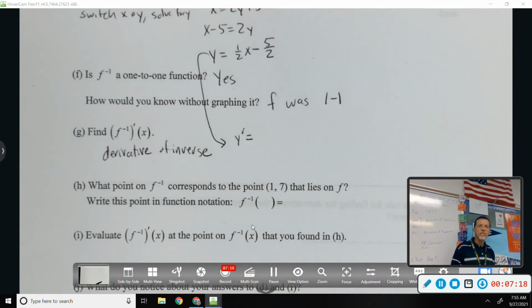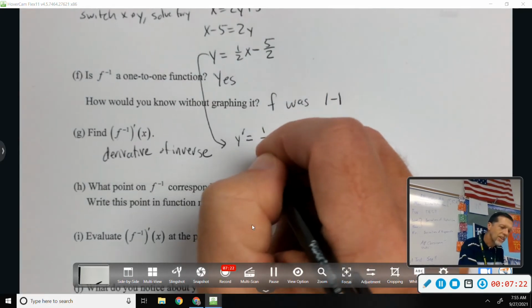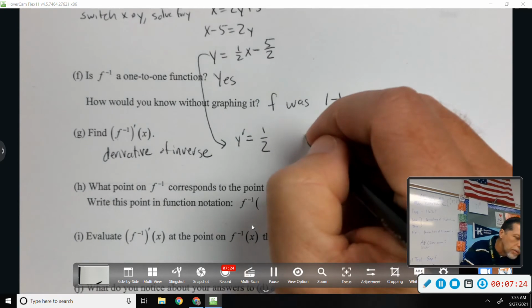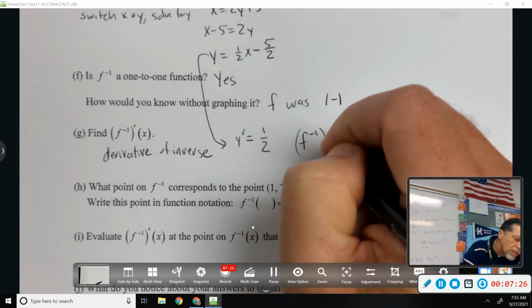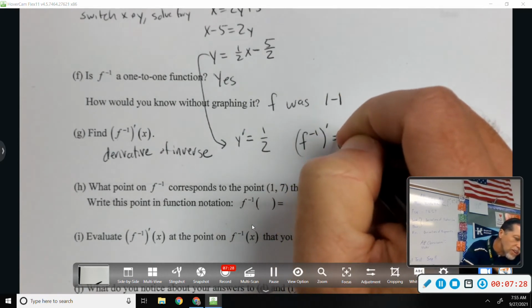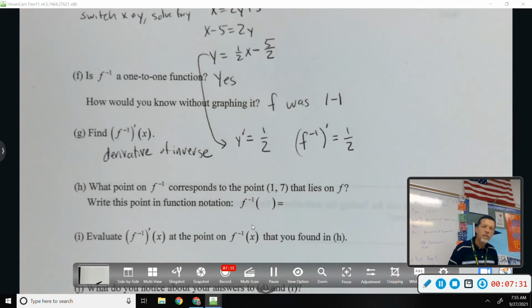What's the derivative of the inverse? 1/2. And I guess if we want to use the proper notation, the derivative of the inverse is 1/2.